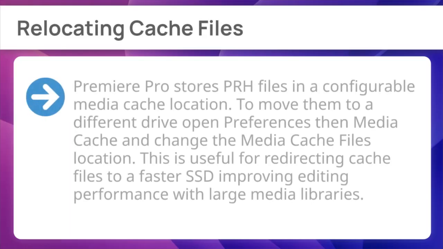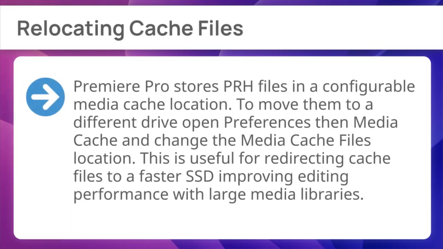Finally, relocating cache files. Premiere Pro stores PRH files in a configurable media cache location. To move them to a different drive, open Preferences, then Media Cache, and change the media cache files location. This is useful for redirecting cache files to a faster SSD, improving editing performance with large media libraries.